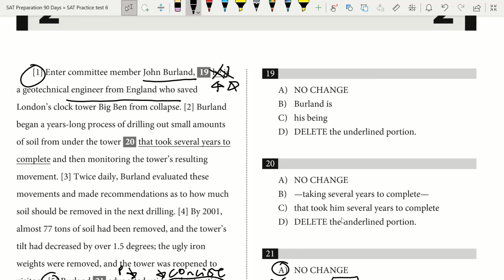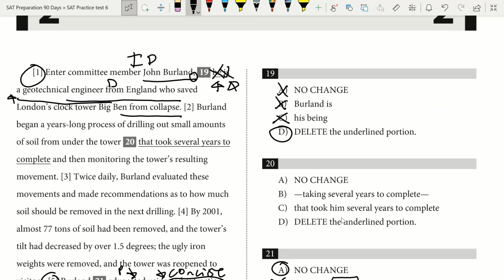All right. So what we're going to do there is get rid of that underlined portion. So why is it correct? Let's go ahead and explain that. Enter committee member John Berland. That is an independent clause. I have a comma after it, so I need to have a dependent clause after this, or an independent clause and a FANBOYS conjunction, but I don't have one after it, so I need a dependent clause. A geotechnical engineer from England who saved London's clock tower from Big Ben from collapse. Yes, that is grammatically correct because this is a dependent clause. We connect our independent clause with a dependent clause with no redundancy or repetition there, so D is correct for number 19.